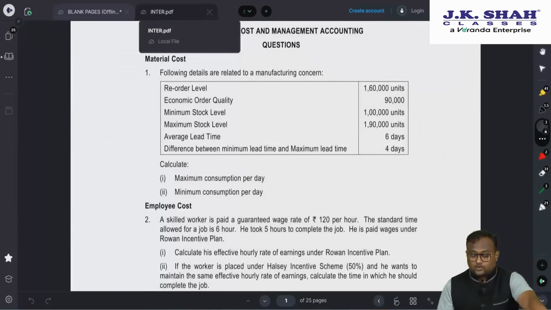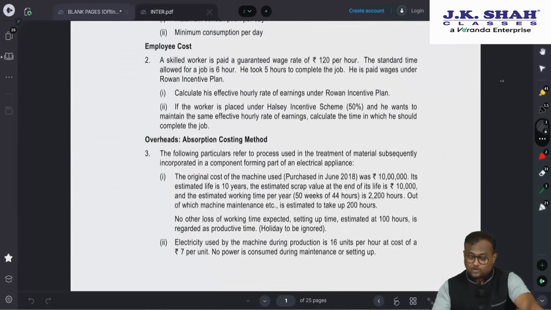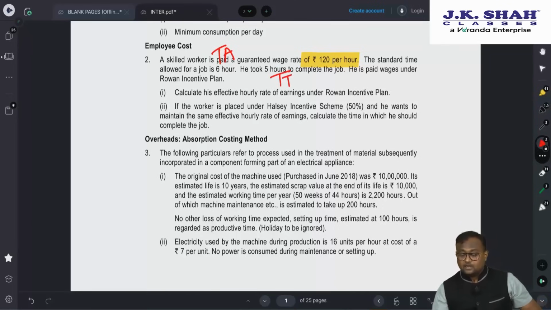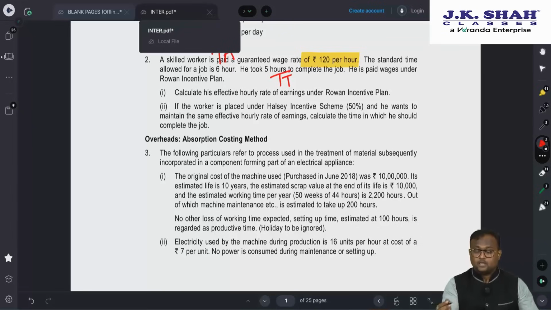So that was question number 1. In question number 2, they are talking about employee cost. A skilled worker is paid guaranteed wages at the rate of 120 per hour. This is an hourly rate available. The standard time allowed for the job is 6 hours. 6 hours is nothing but your time allowed. He took 5 hours to complete the work, time taken, and he is paid wages under Rowan scheme. Calculate effective rate as per Rowan.